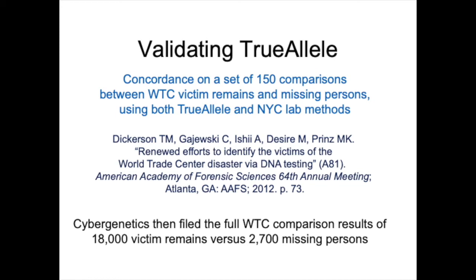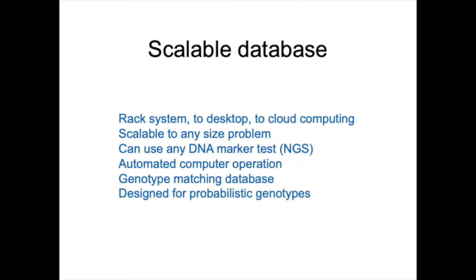The lab presented its research findings in a talk at the American Academy of Forensic Sciences meeting in Georgia in 2012. And then with concordance established, Cybergenetics was then able to file all of our World Trade Center comparison results, where we would list an identifier for the victim remain, an identifier for the missing person, and what the strength of match was, and provide that for these roughly 50 million comparisons, what was the subset that actually produced an association.